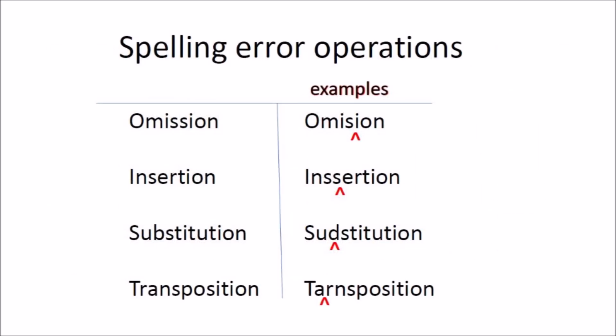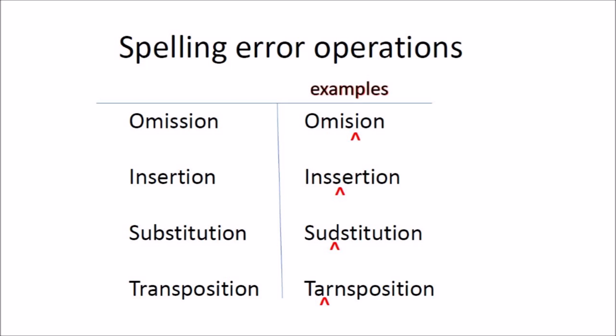Spelling errors can be characterized by the number of operations needed to transform the misspelling into the correctly spelled word. There are 4 types of spelling error operations: omission, insertion, substitution, and transposition. Some people consider transposition to be a compound operation consisting of 1 deletion and 1 insertion. Omission consists of leaving 1 letter out, such as the spelling of the word omission, with 1 S instead of 2. Insertion consists of adding an extra letter, such as doubling the S in the word insertion.